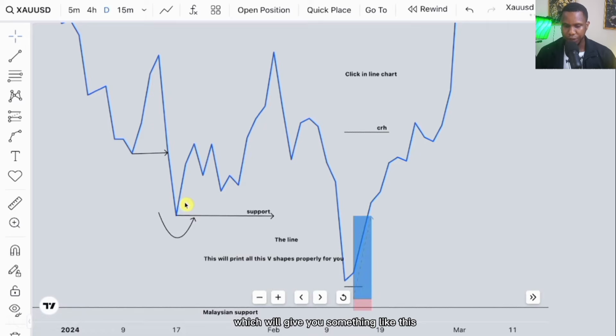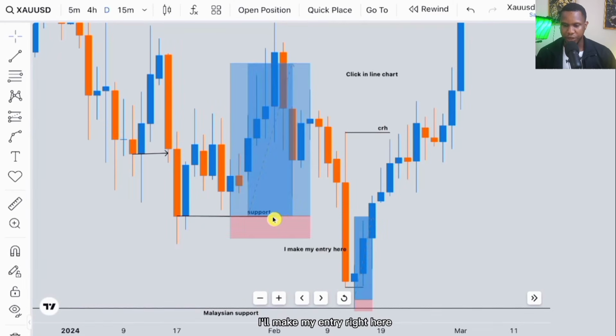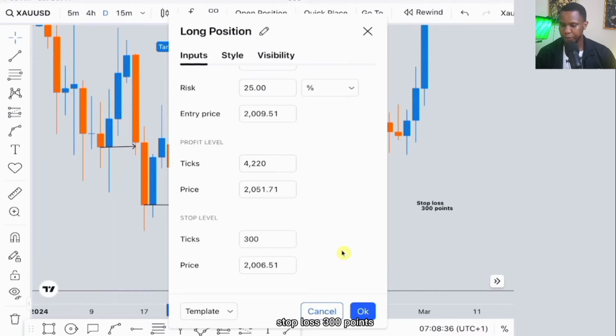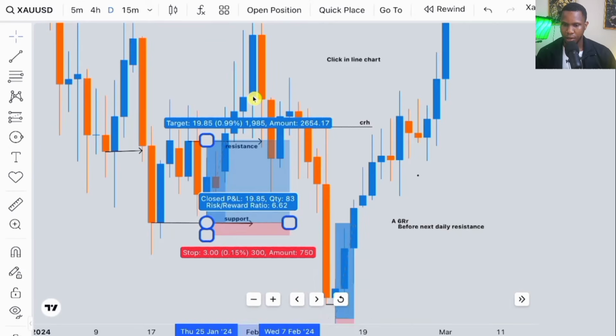Click on here and switch to line chart, which will give you something like this. It prints out these V and A levels for you. Can you see how market came back to exactly our zone and pushed up, traders? I'll make my entry right here, stop loss 300 points, and can you see how market sparked to the upside? But can you see we also have a resistance right here on this daily time frame, which will be a 1:6 risk to reward ratio.